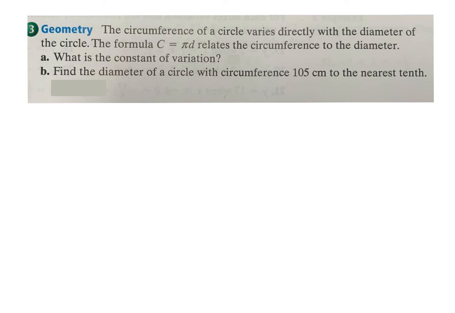Little did you know that you learned direct variation last year. Circumference of a circle is pi times diameter. This means that the circumference directly varies with the diameter, right? So then what is my constant of variation here? Pi. Pi is my constant of variation here. Find the diameter of a circle with a circumference of 105 centimeters to the nearest tenth. What did you get?